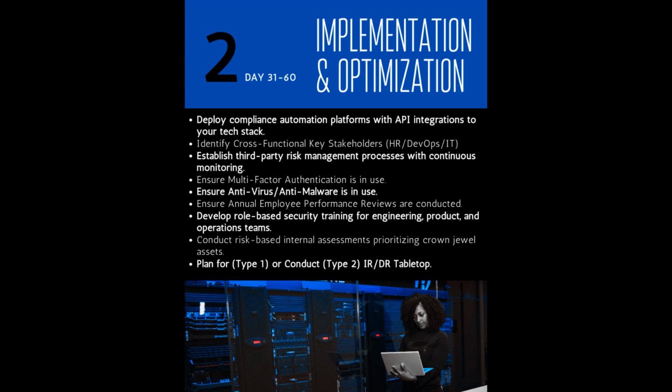Step 6. Enhance risk management. Establish a third-party risk management process with continuous monitoring to ensure vendor security aligns with SOC 2 standards. Ensure annual employee performance reviews are planned for Type 1 and conducted for Type 2. Ensure all employees take security awareness training upon hire and at least annually. Ensure all employees review and sign off on pertinent security policies upon hire and at least annually.